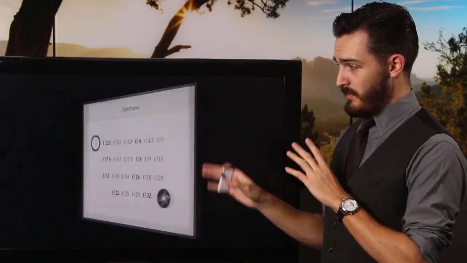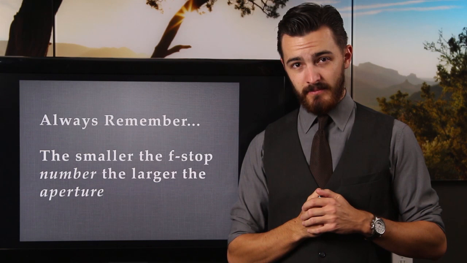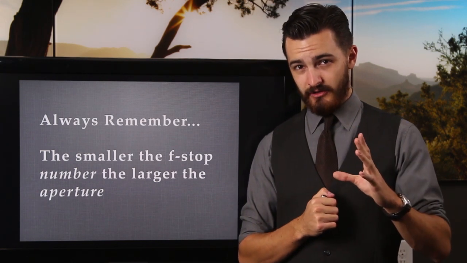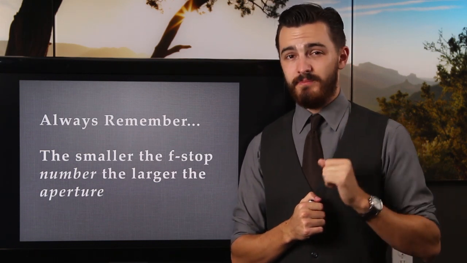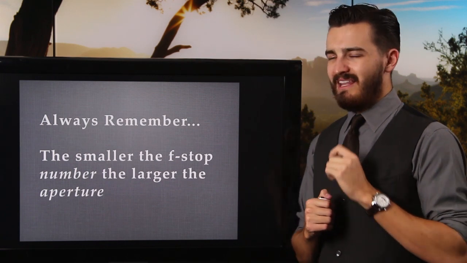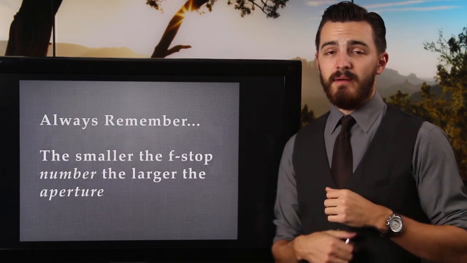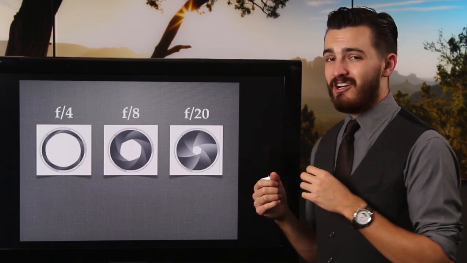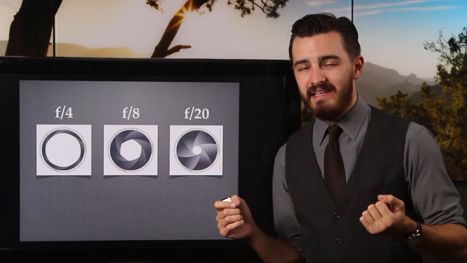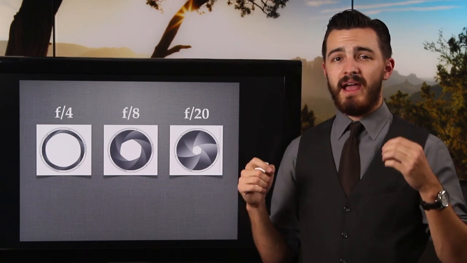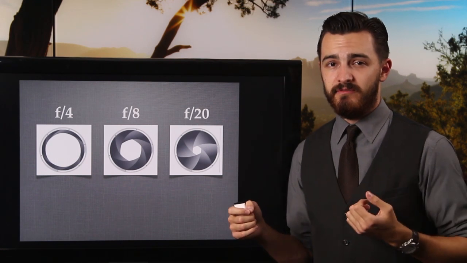Now, always remember that the smaller the f-stop number, the larger the aperture. Now that's that tricky backwards business that gives everyone trouble. Let me show you a little trick that's going to help you remember this, and it also helps explain why that is. Because believe it or not, the numbers aren't backwards just to confuse you. There actually is a reason for it.